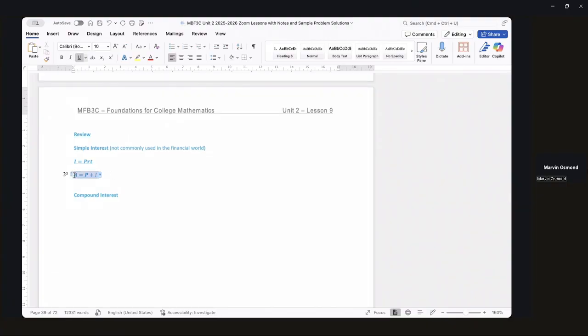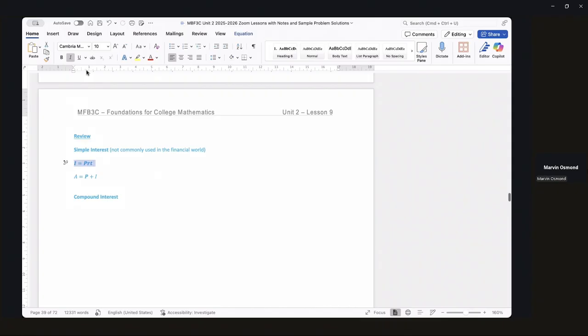That should be, we don't want those underlined. So I equals P times R times T helps you find the amount of interest, and then A equals P plus I would give you the amount at the end of the period. Okay? So we found the interest first, then found the amount after.